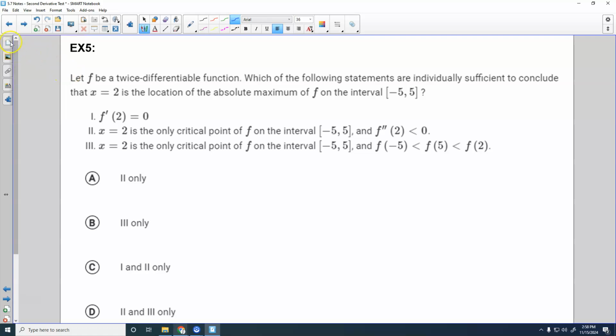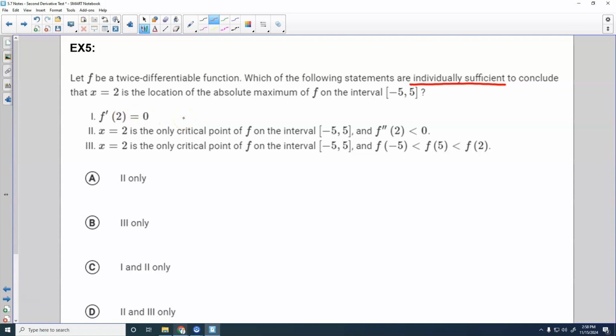Okay? And then I think this is our last one, so let's look at it. We have a twice differentiable function. Which of the following statements are individually sufficient to conclude that x equals 2 is the location of the absolute maximum of f on the interval from -5 to 5? So that phrase right there, individually sufficient, means that it's the only information you need and you can make that conclusion.